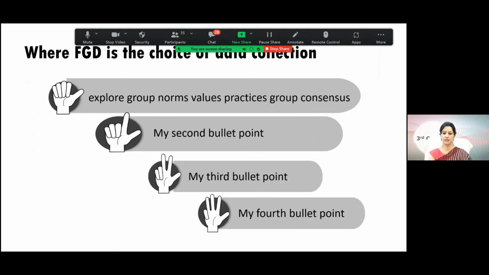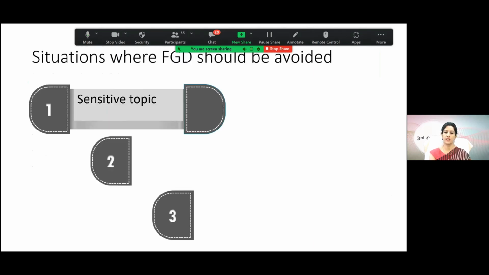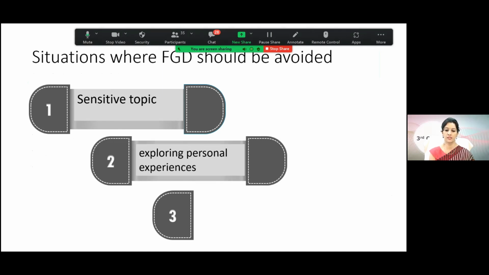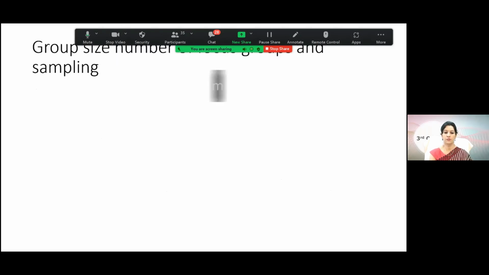Now, the situations where FGD should be avoided. If it is a sensitive topic, you should avoid FGD, because the participants will not come up. They don't want to discuss sensitive issues with everyone. If you want to explore personal experiences or personal preferences, like we did in narrative analysis and case study, then you should avoid this. And if you are measuring the attitude of a person, then also you should avoid focus group discussion.